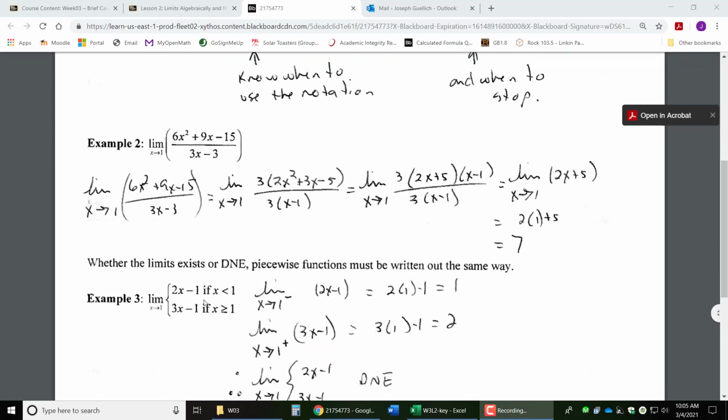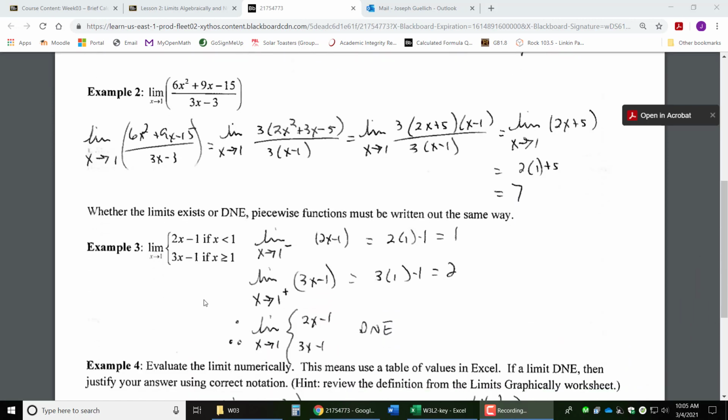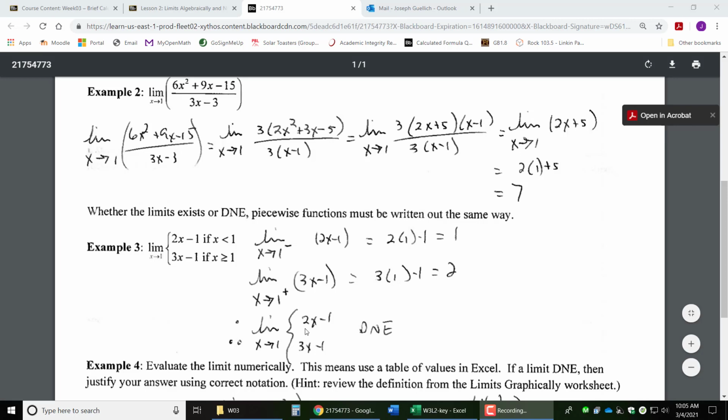Alrighty. Example 3 is also algebraically, but it's a piecewise function. And anytime you're doing a piecewise function, whether there is a limit or it does not exist, you have to write these three parts out. The limit on the left, you saw that notation on the worksheet information for limits graphically. This one we just plug the number in there. Limit on the right, plug the number in. They're different, so conclusion in the third part right there.